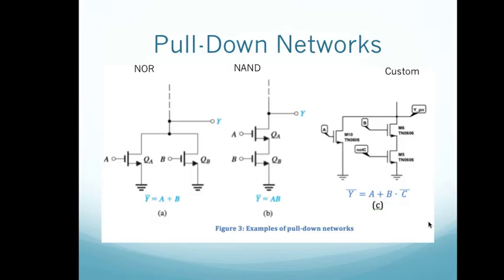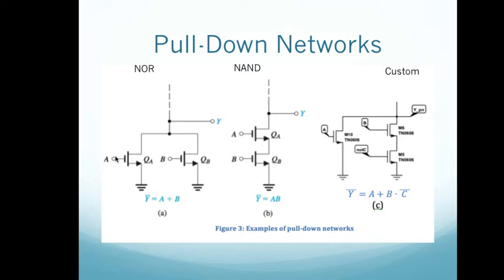So let's look at a couple of example pull-down networks. This is the pull-down network for an OR gate. Instead of thinking about Y for a pull-down network, we want to ask when it should be active. In other words, when should Y be low? So we write an equation for Y bar. Y should be low when A is high or when B is high.